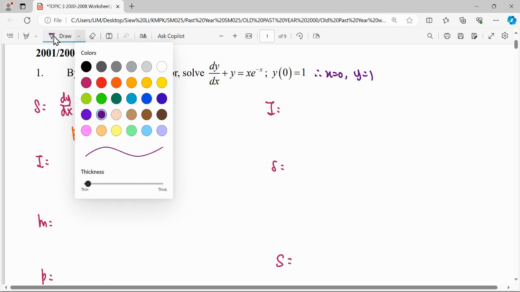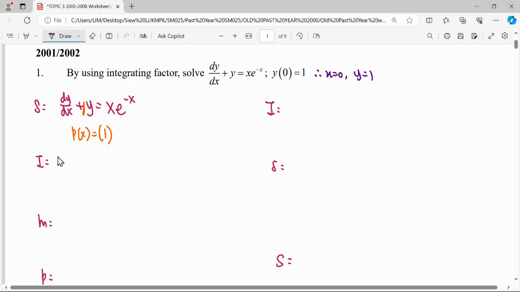Then we can proceed to find out what our integrating factor is. The integrating factor formula is e to the power of integral of P(x) dx. Integration will happen at the power of the exponential. So for this question, P(x) is 1. Integrate 1, we get x. So we get the integrating factor as e^x.